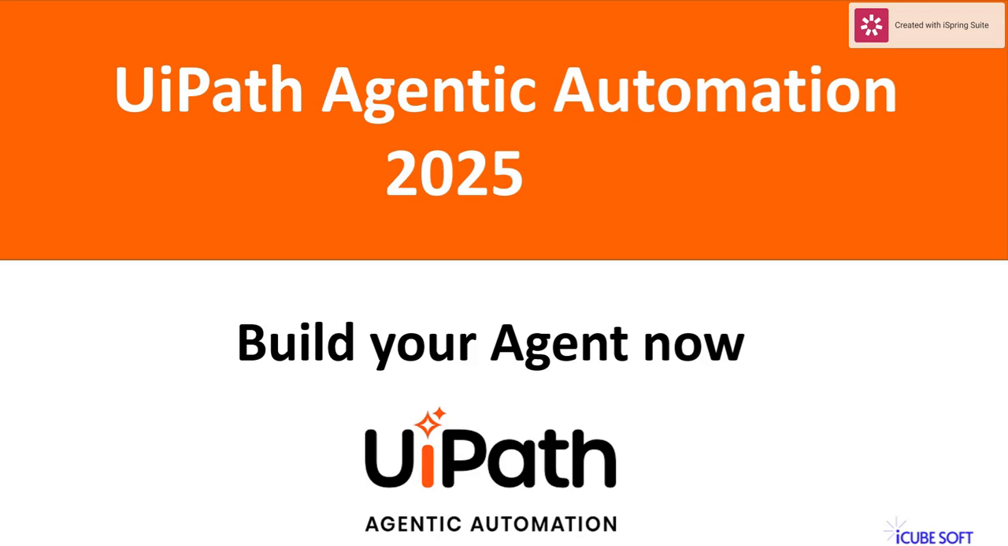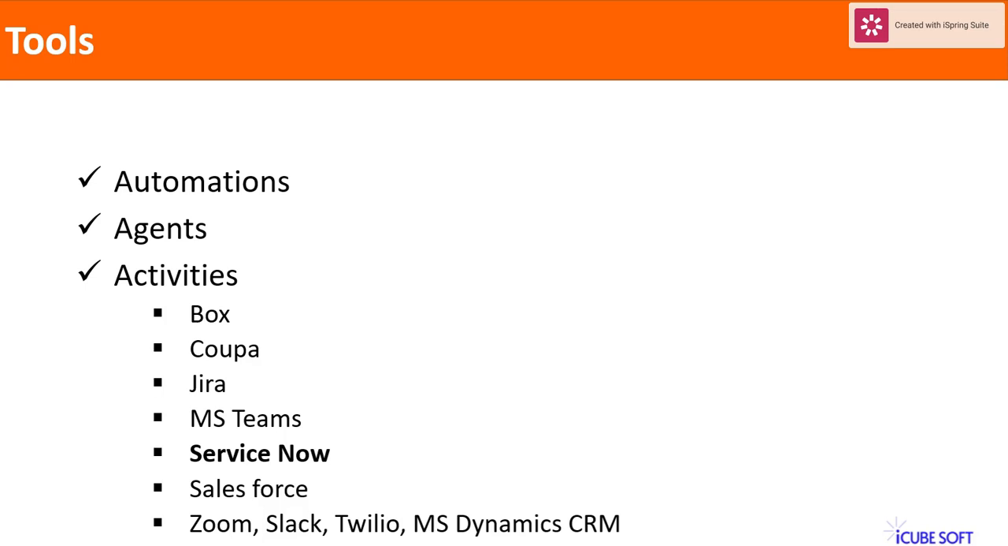Today we are going to learn about tools with ServiceNow integration in Agentic Automation. In tools we have some components like automations, agents, and activities. In automations we can add the workflows to call agents as well as activities. In activities we have multiple third-party integrations: Box, Coupa, Jira, MS Teams, ServiceNow, Salesforce, Zoom, Slack, Twilio, Microsoft Dynamics CRM. Currently we can try ServiceNow and see how it works.